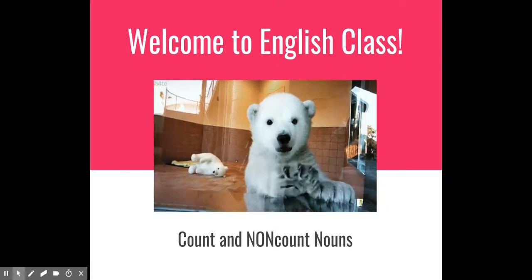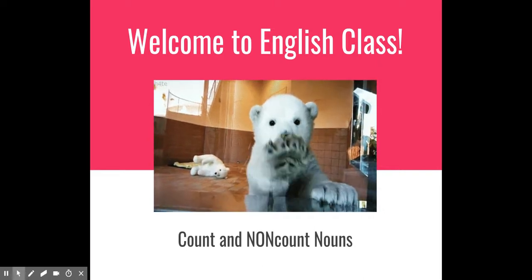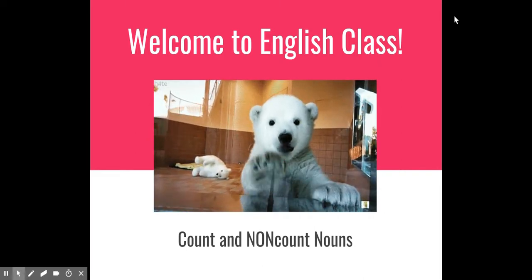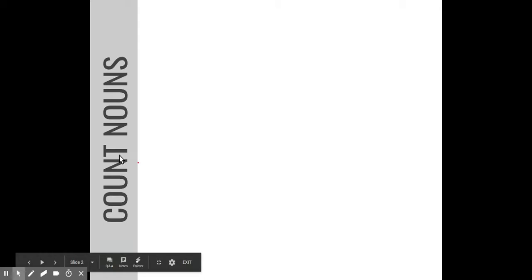Today we're taking a look at count and non-count nouns. So let's get started. First things first, count nouns. A noun is a person, place, or thing, right? Cat, Kelsey, class, right? Count, we can count them. 1, 2, 3, 4, 5.